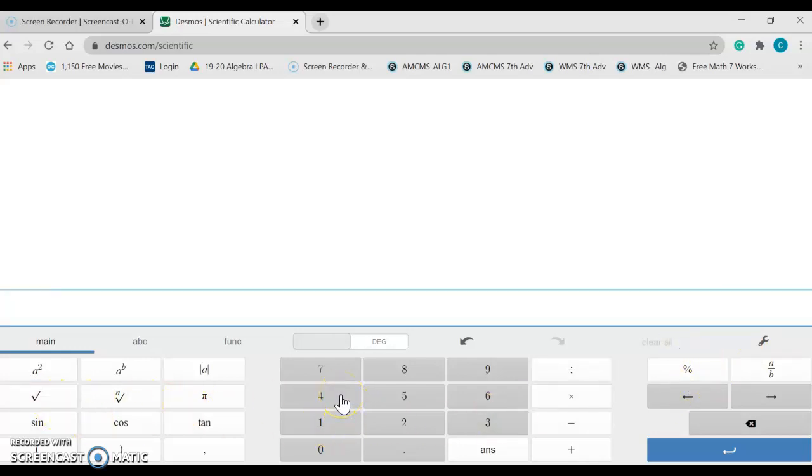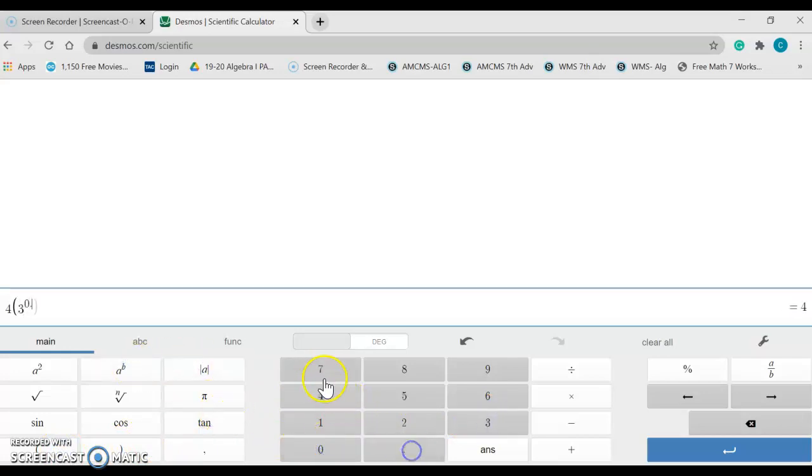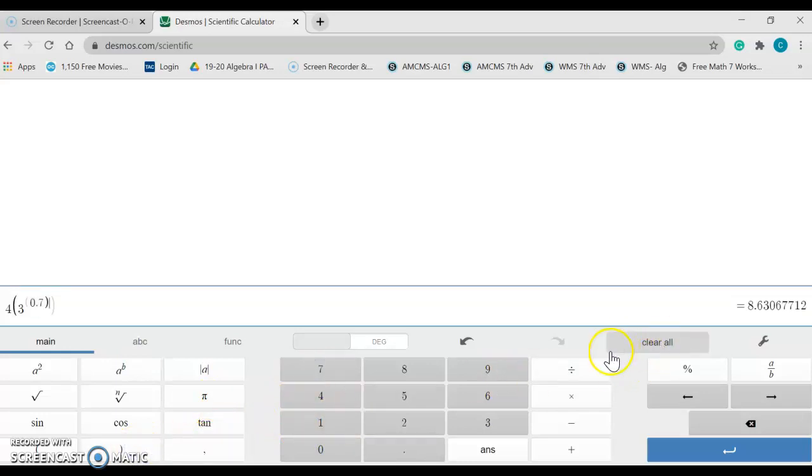Parentheses are always your friend when calculating exponents correctly. Do 4 times 3 to the 0.7, and that is 8.63. So that is calculating the values of exponents.